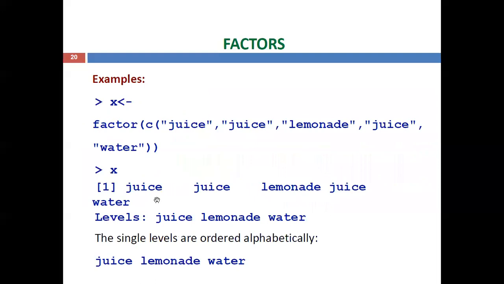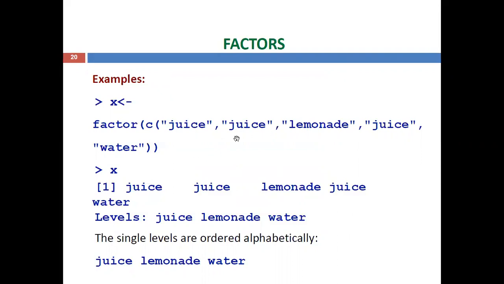Then coming to another example. Here we are defining another factor that can be stored into the vector x equal to factor of, and we are taking some strings related to juice: juice, lemonade, juice, water. These are all the names, stored into x. Now you can call x. It displays the same values in the same order.